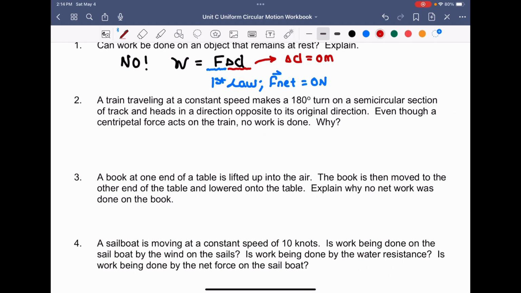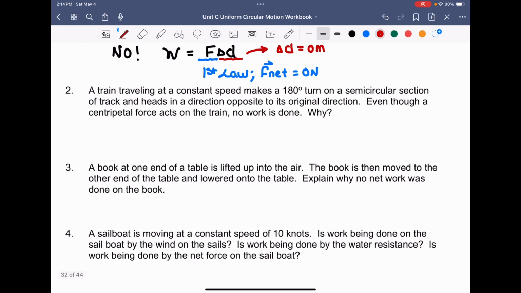All right. A train is traveling at a constant speed and then makes a 180 turn on a semicircular section of the track and heads in the direction opposite to the original direction. Even though a centripetal force acts on the train, why is no work done?